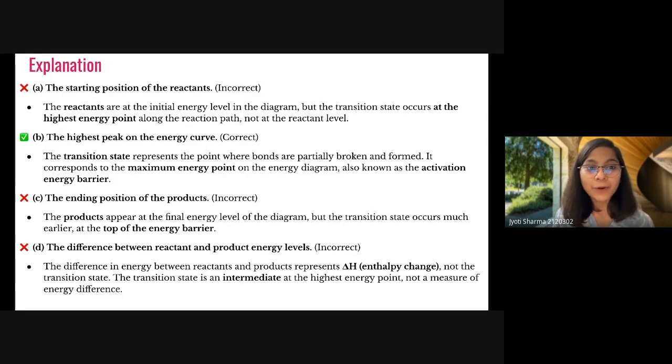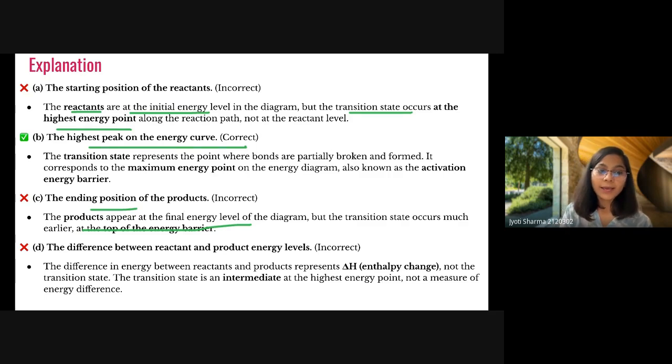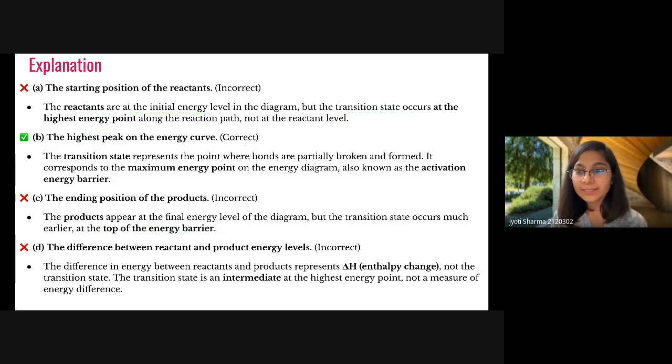So the starting point, the reactants, are at the initial energy level in the diagram, and this is not showing you the transitions, because the transition occurs at the highest energy point. So B is the right answer. Ending, the product appears at the final energy, so this is again not the right answer. And the difference between reactant and product, as I told you, is the enthalpy change. Okay, so B is the right answer. I think this is clear.